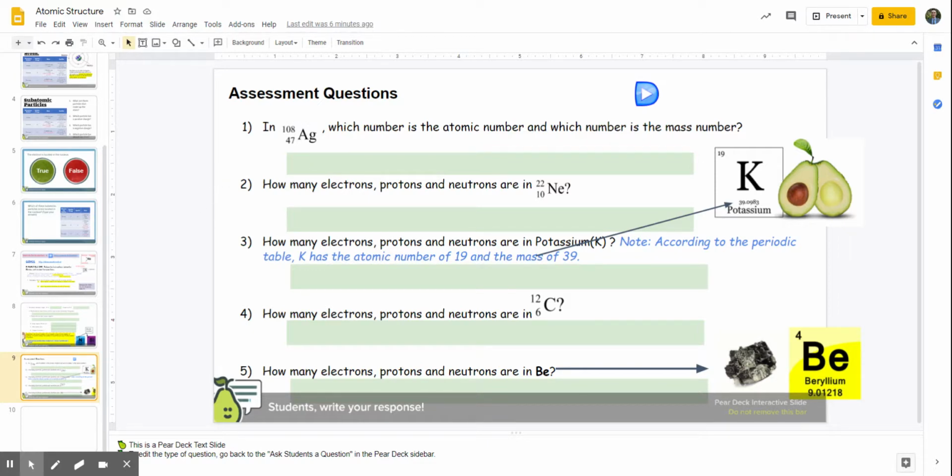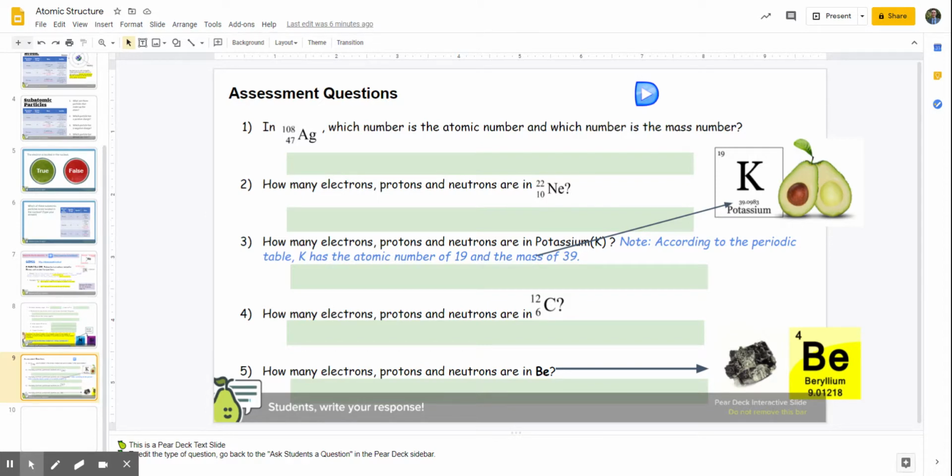Okay, for number 2, how many electrons, protons, and neutrons are in this neon atom? Okay, well, we know the atomic number is equal to the number of protons, which is 10. And if this is neutral, and there's no charge here, so this is a neutral atom, then the number of protons equals the number of electrons. So that's 10 as well.